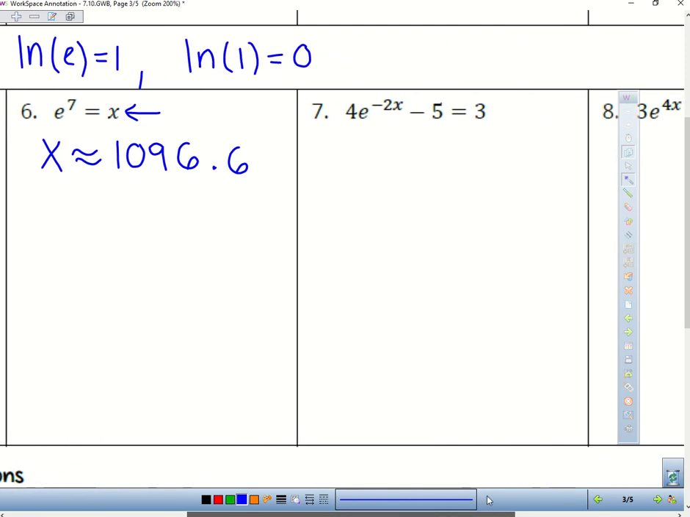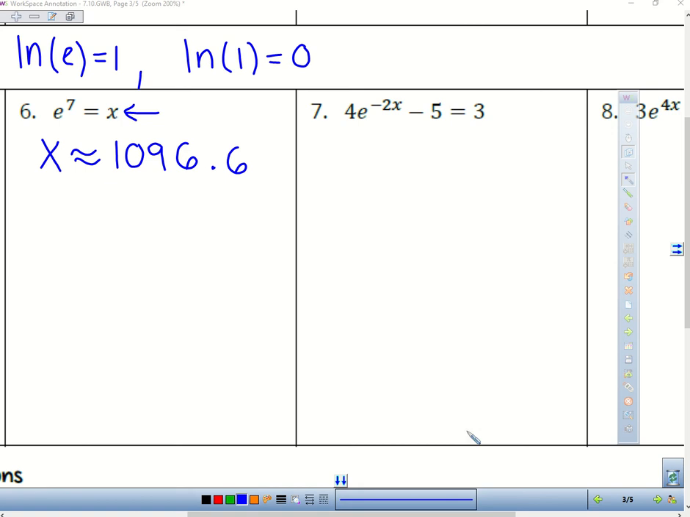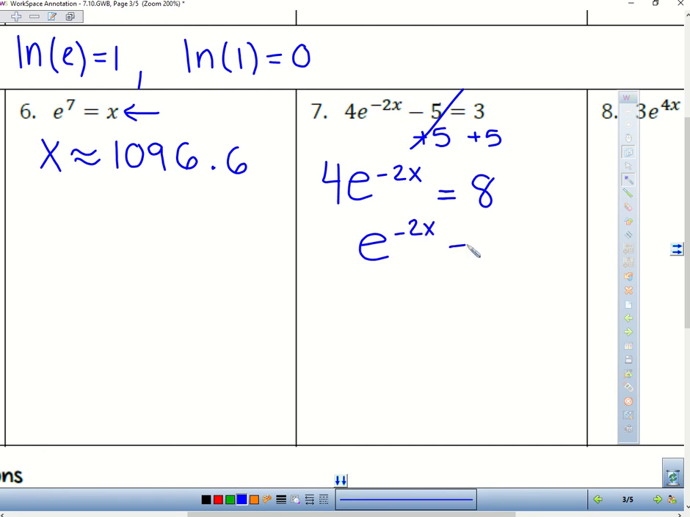Alright, next problem, we have some algebra to do before we can get to the e. So the first thing I'm going to do is I'm going to add 5 to both sides. I end up with e to the negative 2x is equal to 8. And then what am I going to do to both sides? Divide by 4. Okay, so does everyone understand where we got this to be 2?